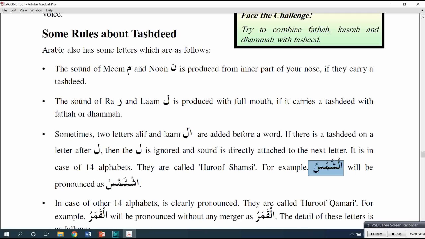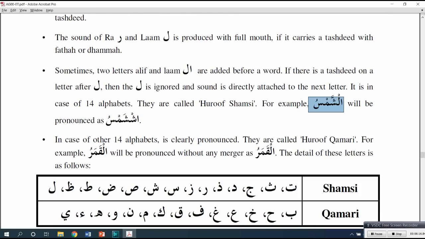In case of the other 14 alphabets, it is clear, pronounced in the normal way, and they are called huruf qamari. Qamar means your moon. But in Arabic, if you say al, it comes al-qamar. Al-qamar means they are talking about the moon. So see the word alif lam, it becomes normal: Al-qamar. But if you compare with Ash-Shams, you will ignore lam. You will directly call it Ash-Shams instead. So this is the difference.